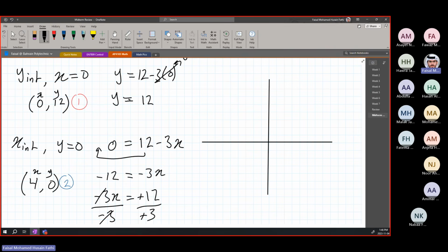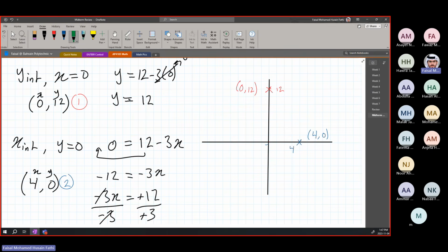If we want to plot this now, we just plot the points. So point 1 is x is equal to 0, y is equal to 12. So you go 1, 2, 3, 4, 5, 6, 7, 8. Let's say this is 12. That's our first point, which is 0, 12. And then our second point, 4, 0: 0 on the y. So 1, 2, 3, 4. This point over here, which is 4. Or you could just say the point coordinates are 4, 0.